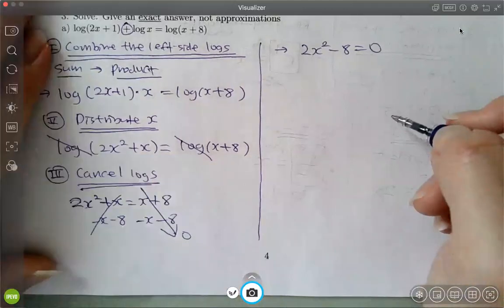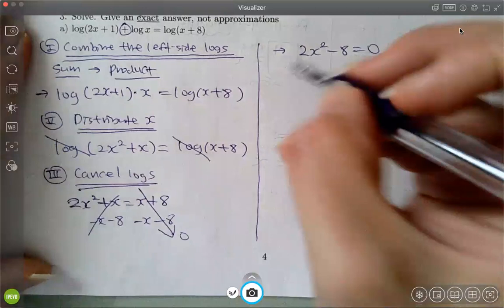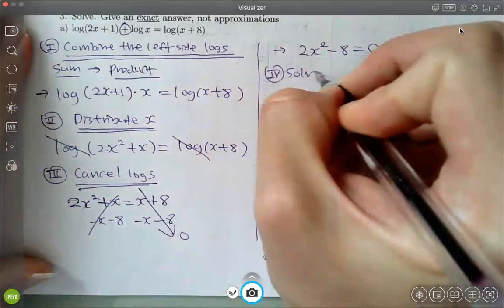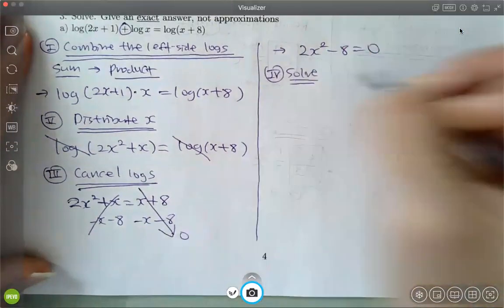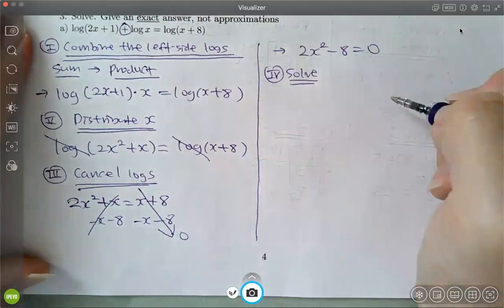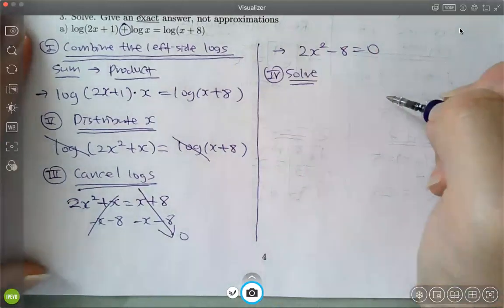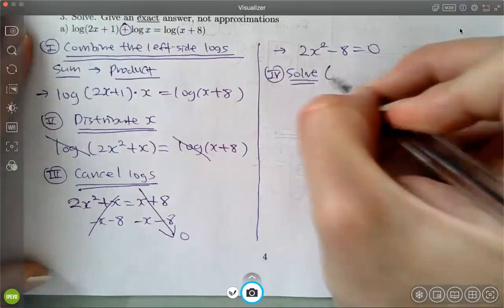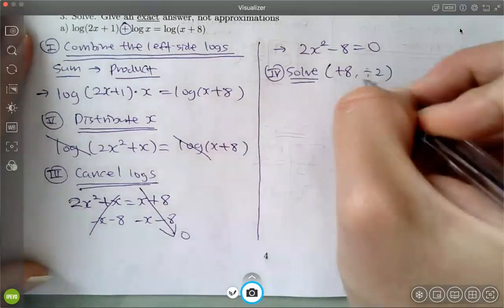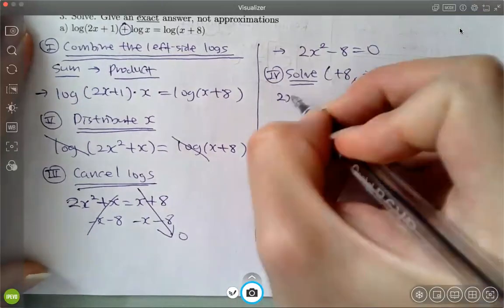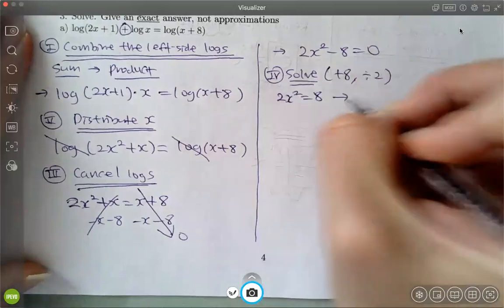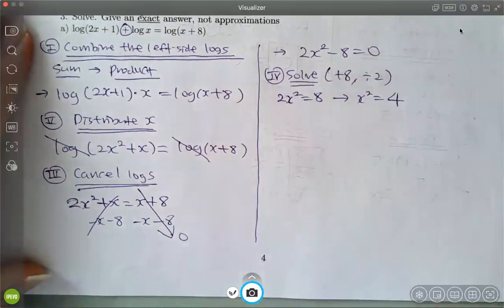Okay, so what do you do here? So now how do you solve it? Plus 8 and then divide by 2, right? Okay, so plus 8 and divide by 2. So what do you get? 2x squared is equal to 8. Divide by 2, so x squared is equal to 4.